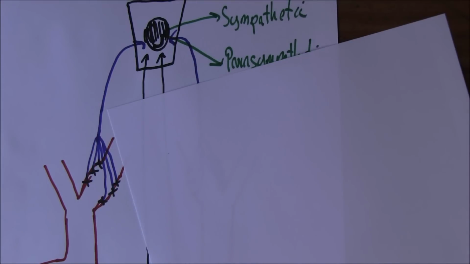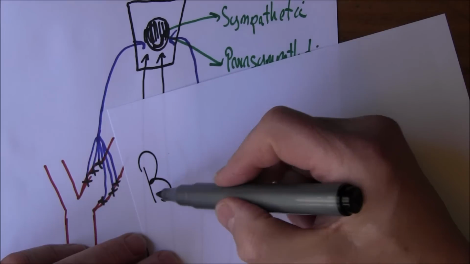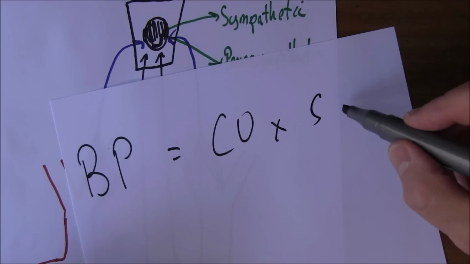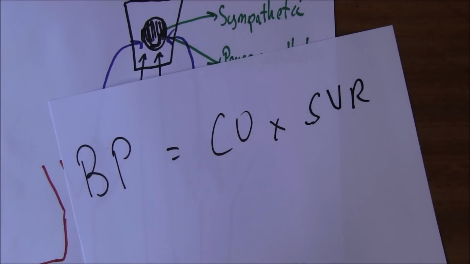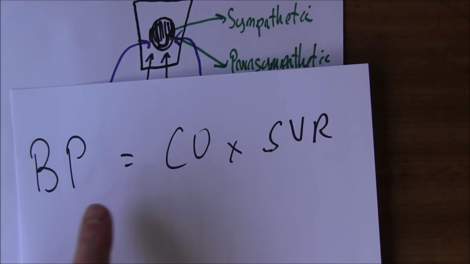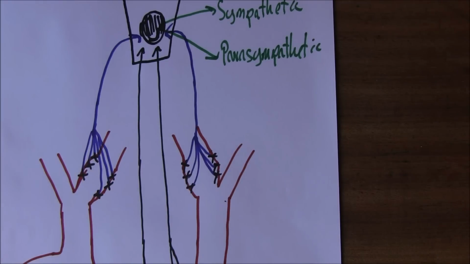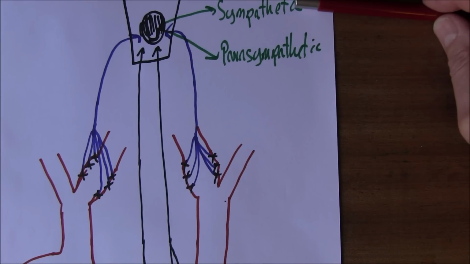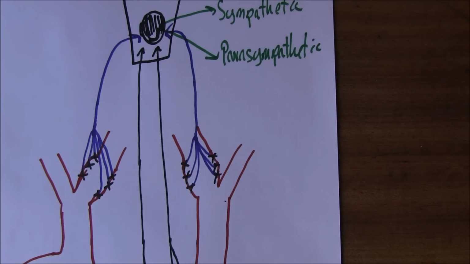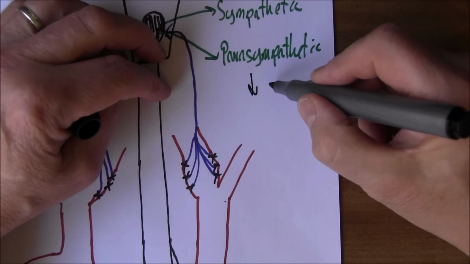And if we increase cardiac output, that's going to increase blood pressure, because hopefully now you've memorized the equation: blood pressure equals cardiac output multiplied by systemic vascular resistance. So now cardiac output has been increased, and that's going to bring blood pressure back up. So the sympathetic activity is going to increase, and the parasympathetic activity via the vagus nerve is going to decrease. So this is going to have these effects on the heart.